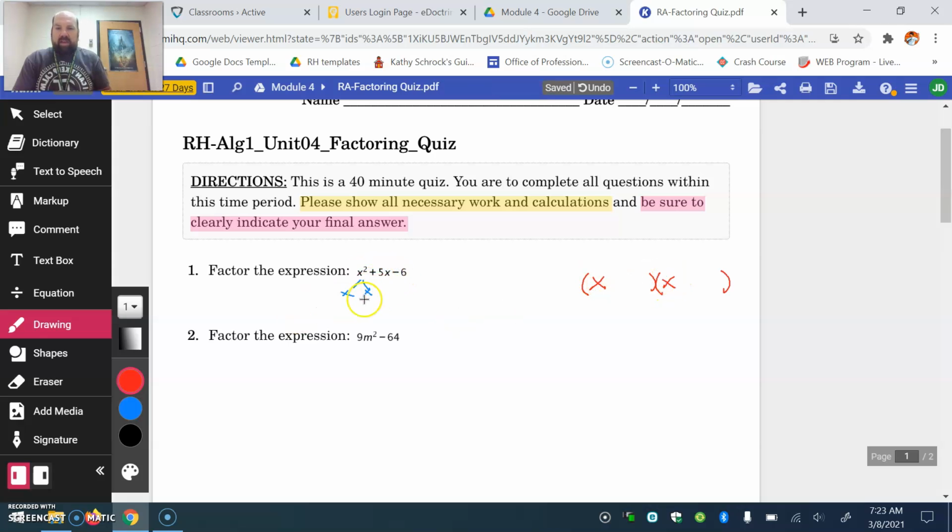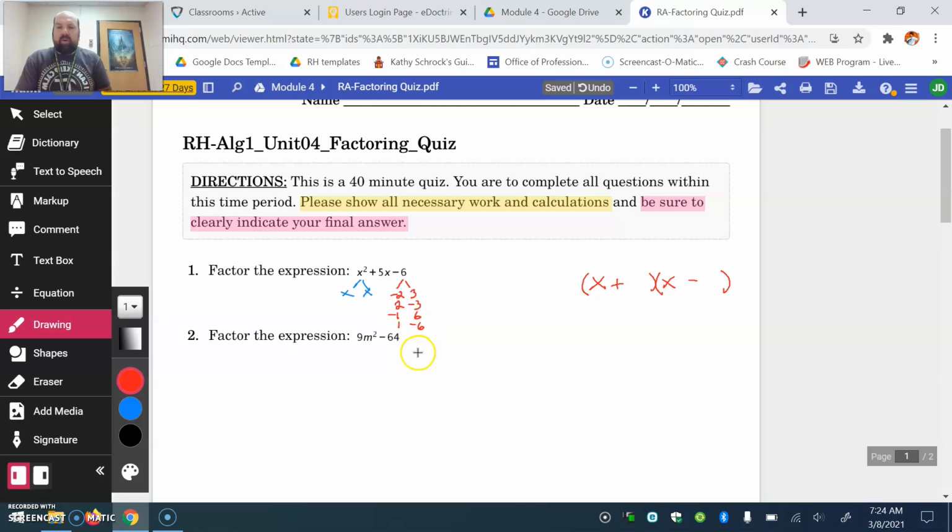I have a positive and a negative. The negative next to the 6 means one of my numbers is positive and one of them is negative, because a negative times a positive gives me a negative number. This negative 6, if I look at my possible factors, I've got negative 2 and 3. I've got 2 and negative 3. I've got 1 or negative 1 and 6 and 1 and negative 6.